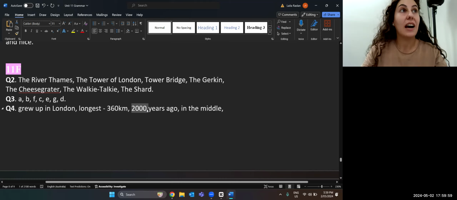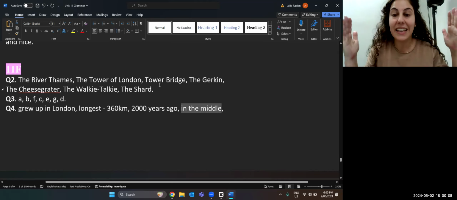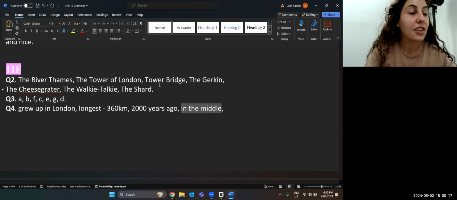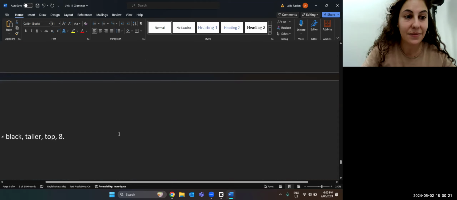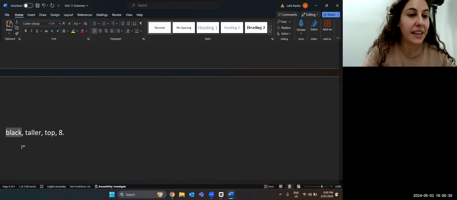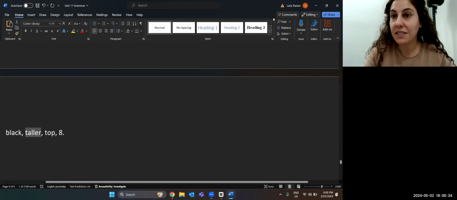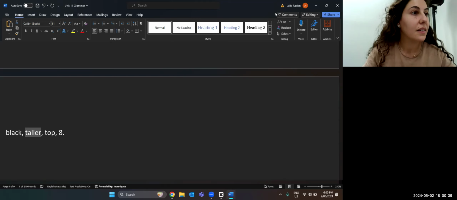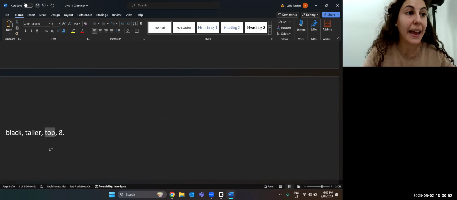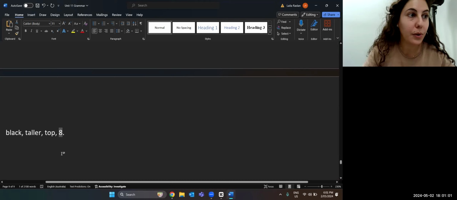The roadway on Tower Bridge lifts up in the middle. So you remember when he talked about the bridge, that it opens up, it lifts up in the middle so that the ships can pass through. So interesting information about the bridge. The Gherkin building is round and has a black top. The cheese grater building is taller. So remember, we're comparing using our adjectives. It is taller than the Gherkin. The Walkie-Talkie gets wider at the top. And the Shard building is the tallest building in Western Europe. It is made up of 11,000 panels of glass, which is equal to 8 football fields.